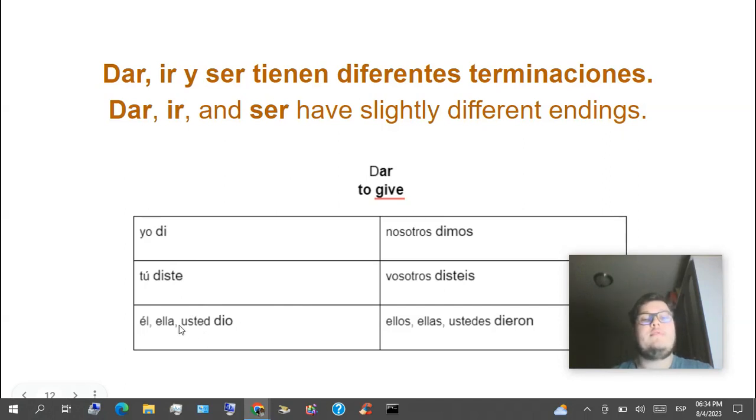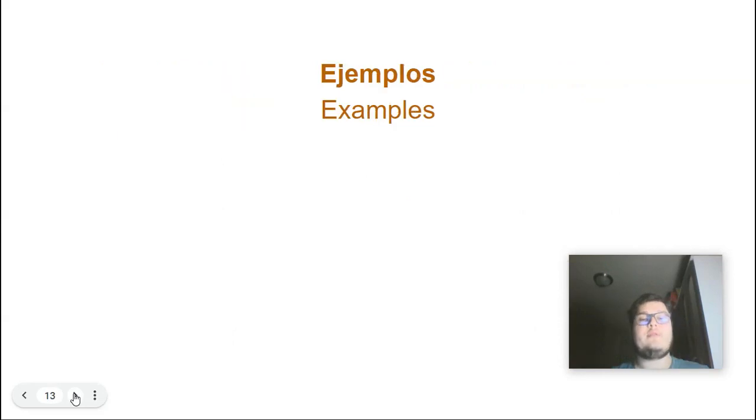Everything has a different conjugation. As you can see, for example, in the third person singular, we say él, ella, usted dio, dio. So the accent mark is at the end of the word. So we stress the voice on the letter O. We say dio, dio. Él, ella, usted dio. And that's it. It is just to pay attention to the pronunciation.